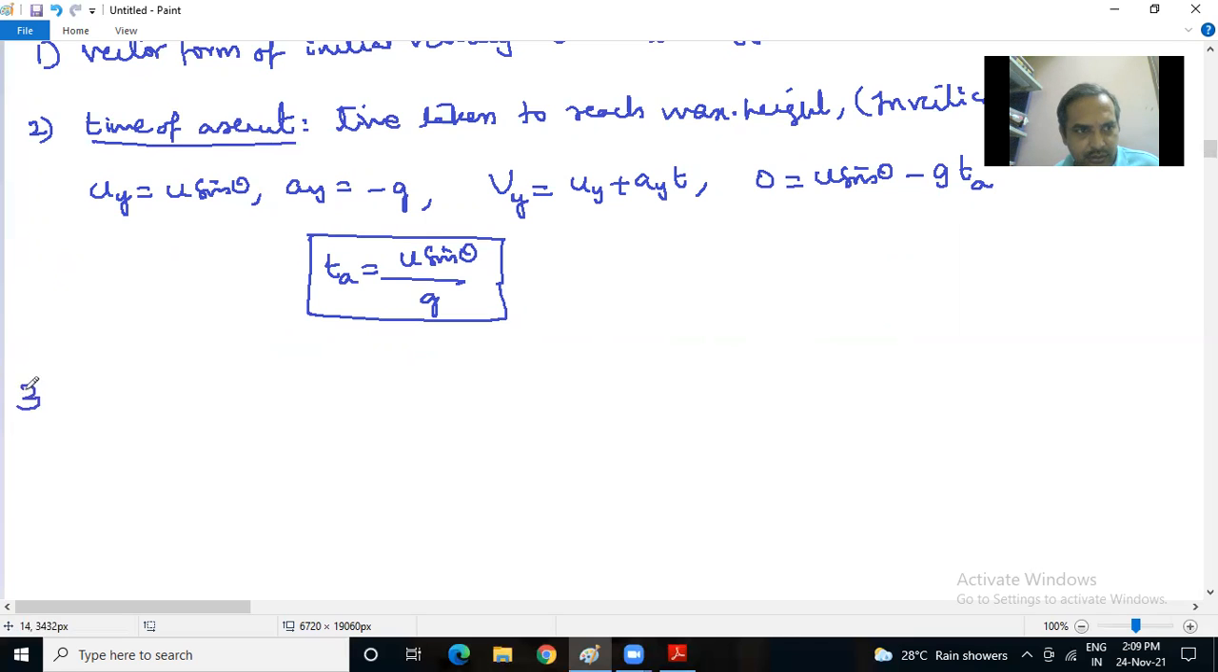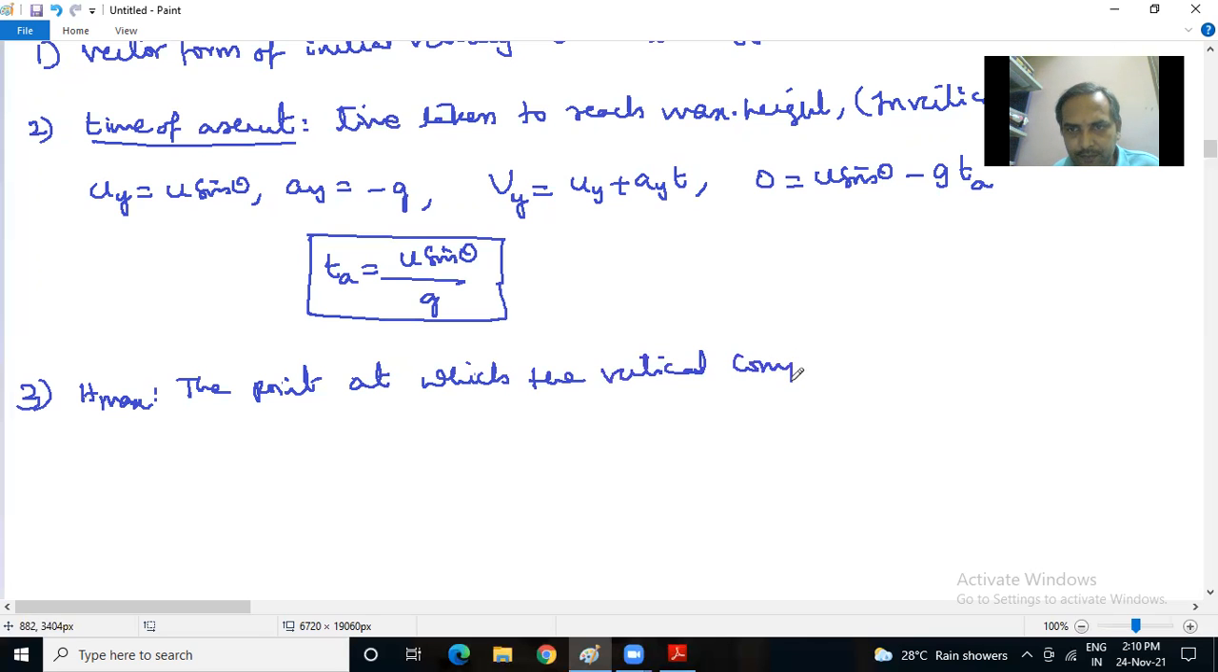Now third, we will proceed with maximum height. The point at which the vertical component of velocity is 0 in the path of the projectile.